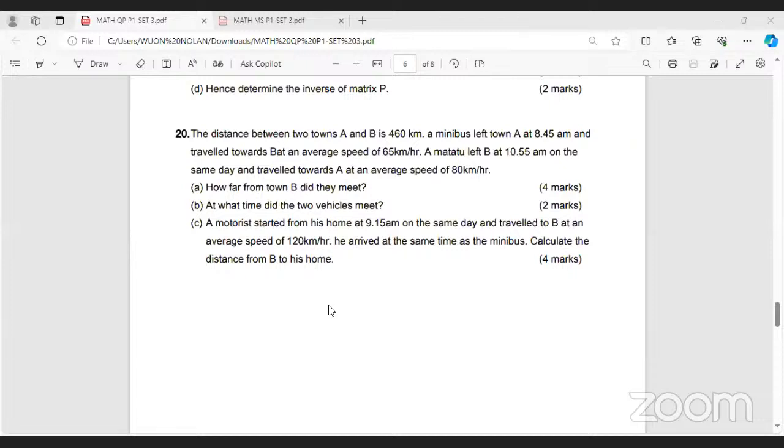Now, can someone tell us, having done part one successfully, what time did the two vehicles meet? Anyone? Barak? Barak, your hand is up. If you are not giving any response, kindly stay on mute. Enoch Sabore, your hand is up.